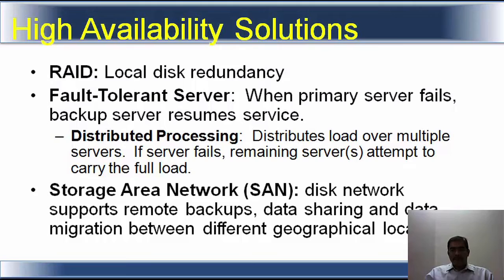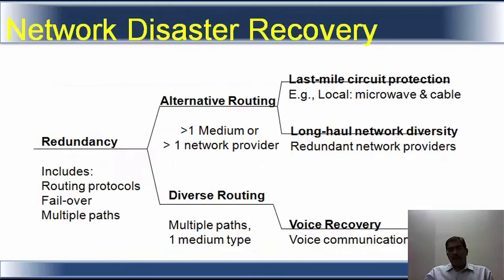SAN, or storage area network. It's a disk network that supports remote backups, data sharing, and data migration between different geographical locations. After a brief about RAID, let's come back to network disaster recovery, which again goes back to the BCP DRP process. Now this is a graphical or pictorial representation of how a network disaster recovery happens.